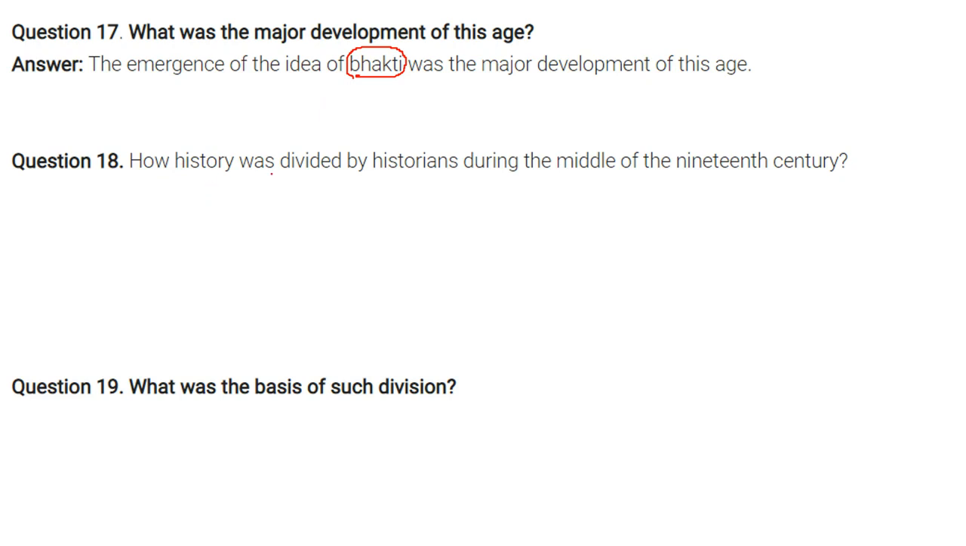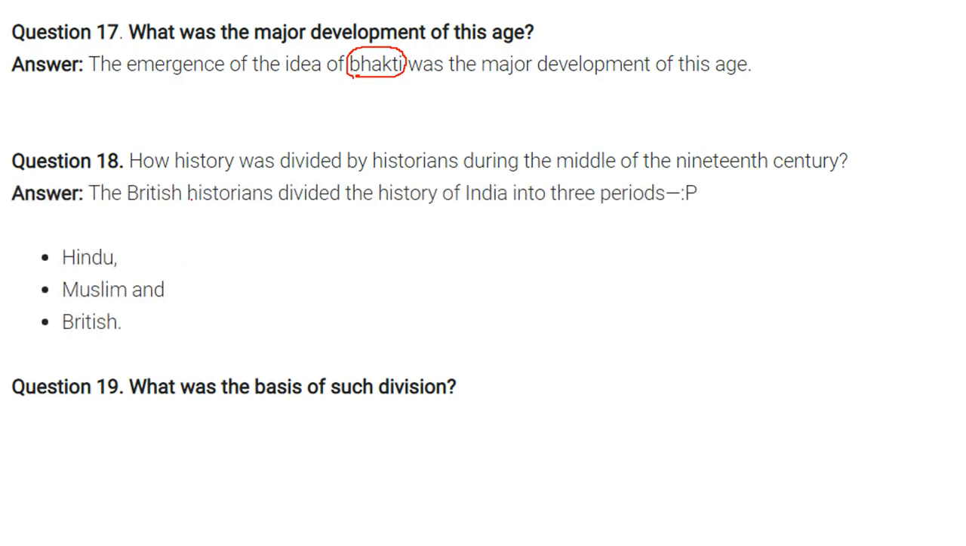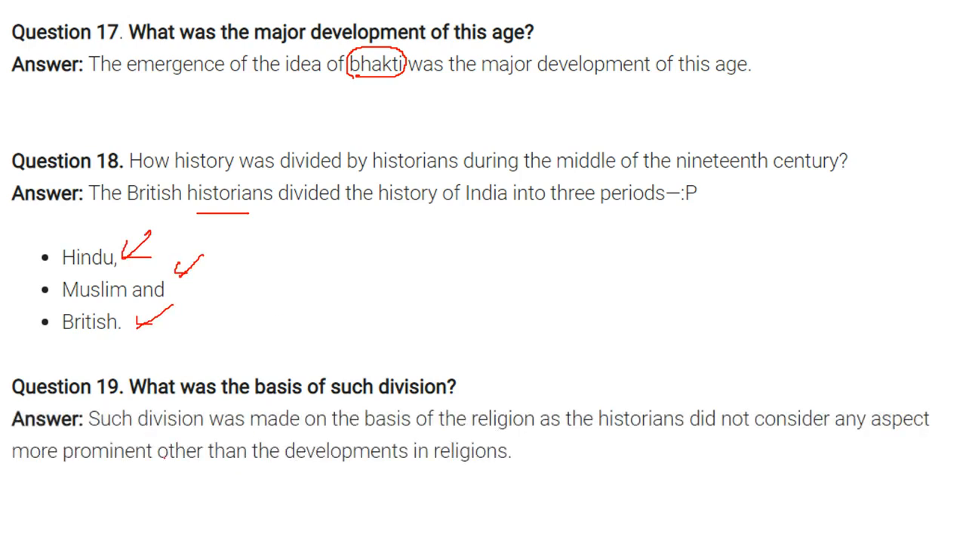How was history divided by historians during the middle of the 19th century? So the British historians divided the history of India into three periods: the Hindu, the Muslim and the British. What was the basis of such division? These divisions were made on the basis of religion, as the historians did not consider any other aspect prominent enough to be a basis of the division. So they were not prominent other than the development of these religions.